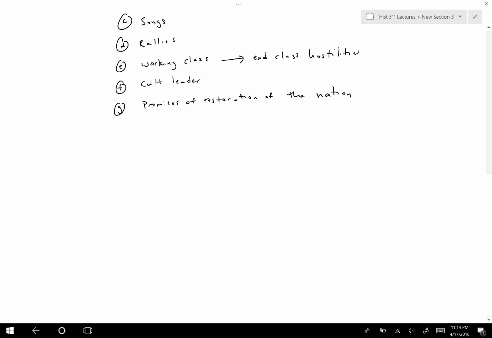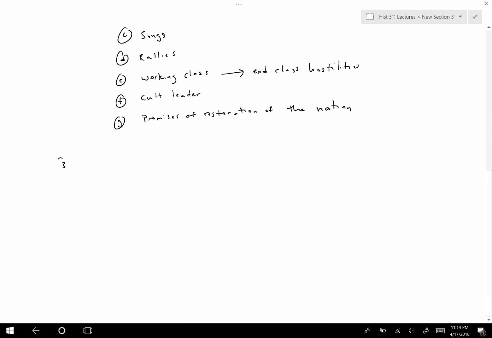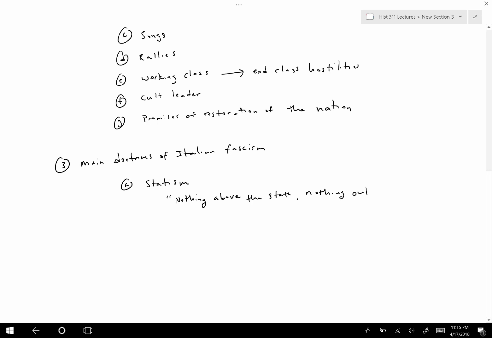Some of the main doctrines of Italian fascism: the first was statism. What that means is that every interest and loyalty of its members was about the state. The quote was: nothing above the state, nothing outside the state, nothing against the state. That's a good example of extreme statism. It's kind of like jingoism, but we'll see there's nationalism and jingoism involved as well.